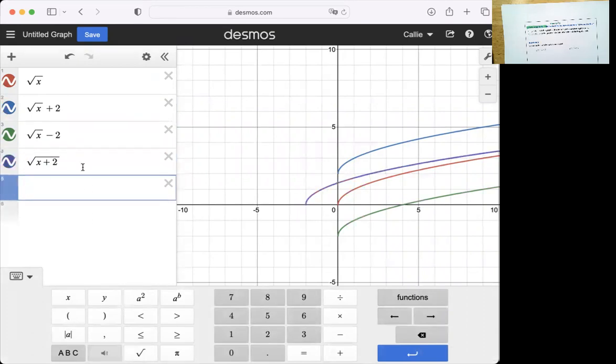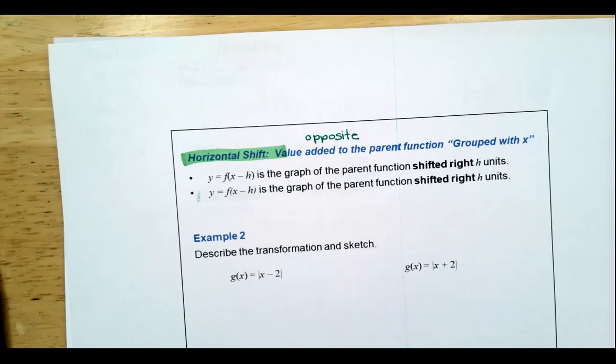We put the plus 2 inside and it moves it on the horizontal axis, okay? And notice that x plus 2 moves it in the negative direction. x minus 2 moves it in the positive x direction. So that's what we mean by it's a horizontal shift. It's within the grouping symbol. In this case, the grouping symbol is not the parentheses, it's the radical. Okay? And it does the opposite. So when we add 2 inside the parentheses, we move in the negative x direction. When we subtract 2 inside the parentheses, we move in the positive x direction. These are important things to see the difference between.